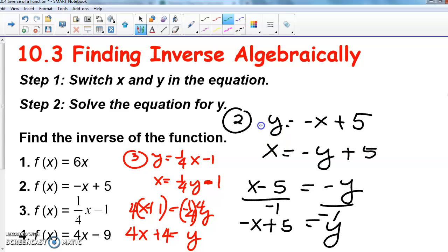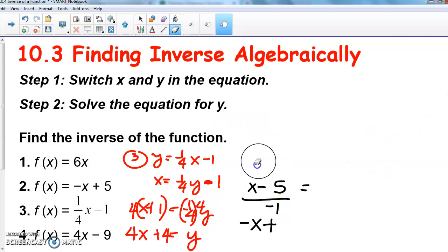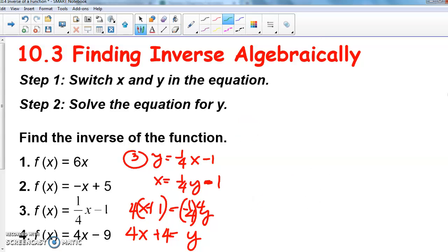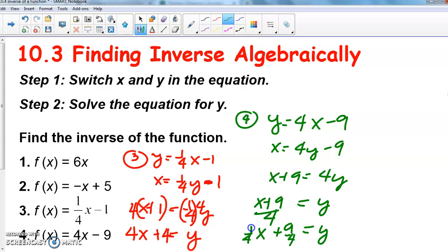And last but not the least, let me erase this one first. Okay, so number 4, we have y is equal to 4x take away 9. So switch x and y around, get the y by itself. So it will be y is equal to (x plus 9) over 4. You can also rewrite that one as 1 over 4 x plus 9 over 4.